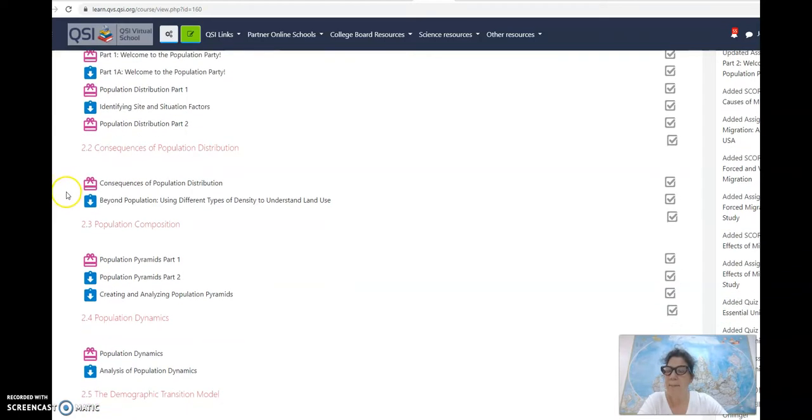The next topic is 2.2, consequences of population distribution. So policy decisions are made based on populations in states. And I am going to have you consider what the social, political, and economic consequences of population distribution are.